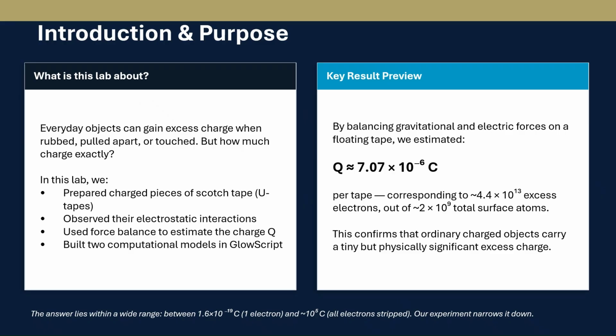The purpose of this lab was to determine how much excess electric charge is on a piece of charged Scotch tape. Ordinary materials can pick up excess charge through contact or separation, a process called transfer, but how much charge? In principle, it's somewhere between 1 electron and roughly 1 times 10 to the 5th coulombs, which is a rather large range. By doing a simple experiment and building 2 computational models in GlowScript, we were able to narrow down that specific estimate and find that there's approximately 7.07 times 10 to the negative 6 coulombs per piece of tape. And now let me show you how we got there.